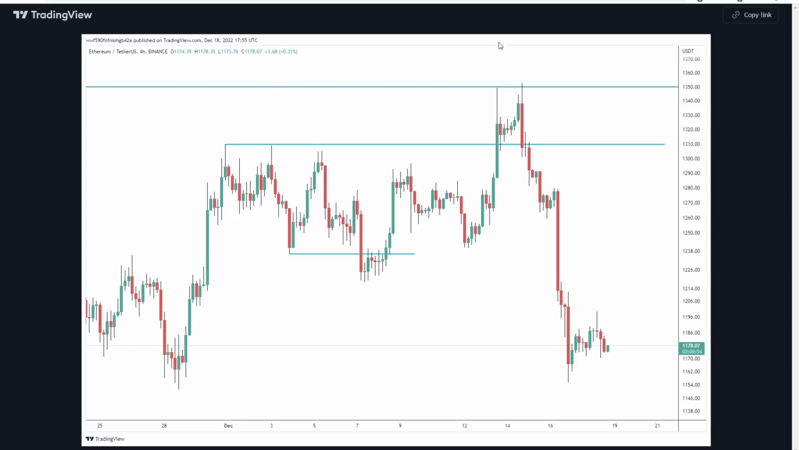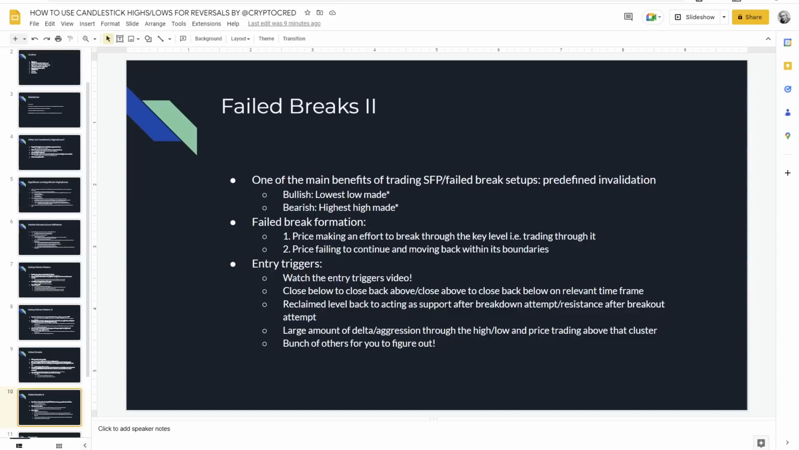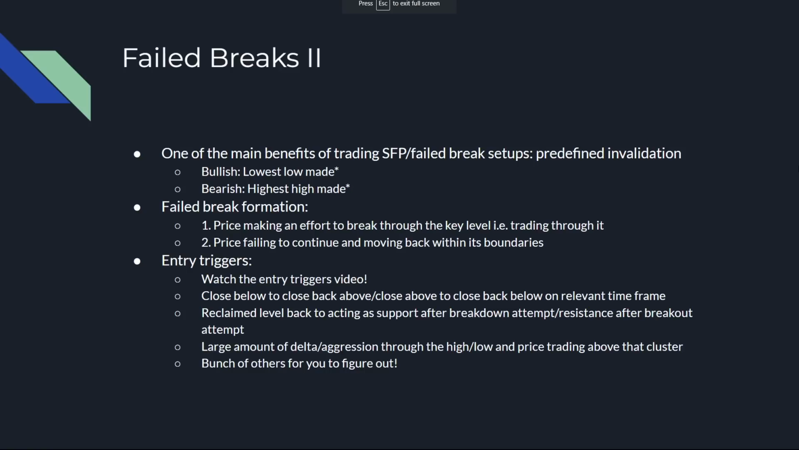Close above, close back below. These guys are trapped and on the wrong side of the move, and that ends up being your impulse. So that's just one specific entry trigger, the most straightforward one.